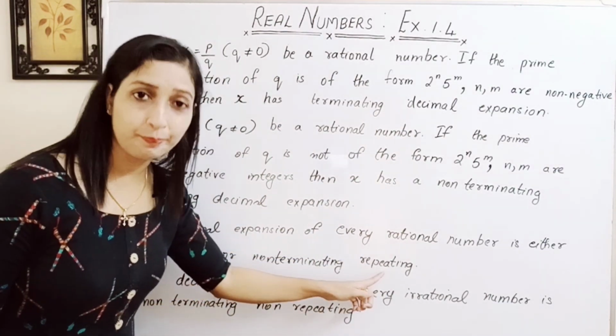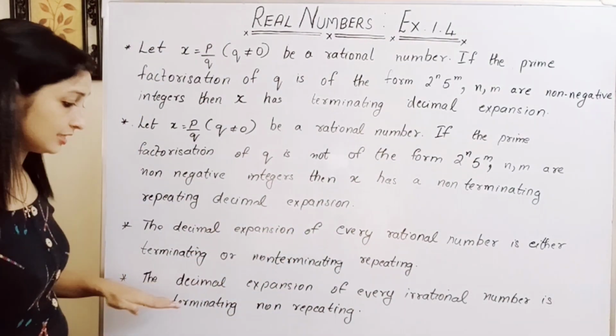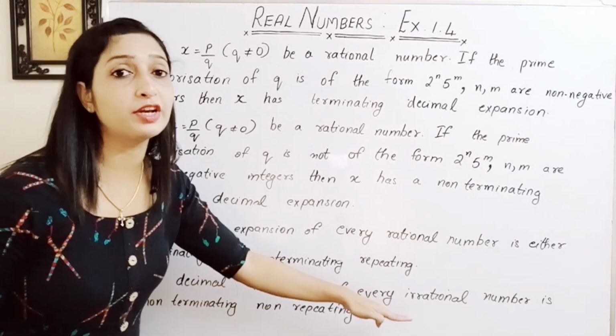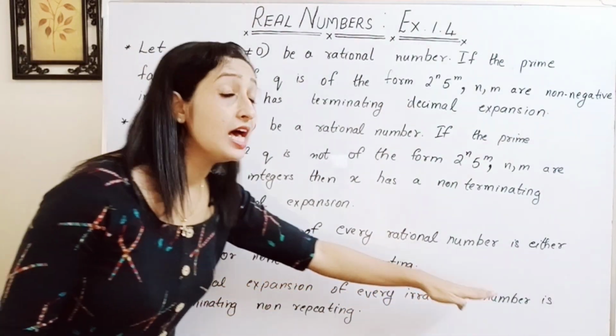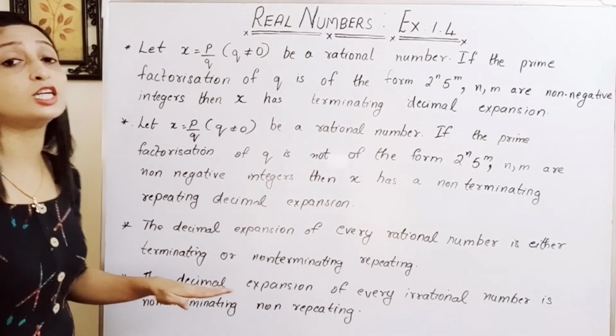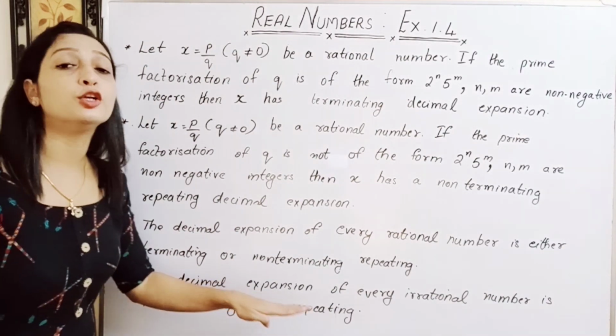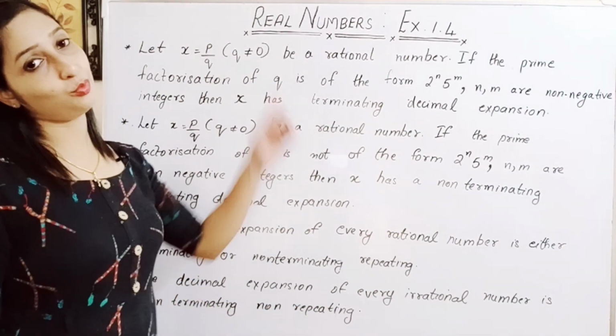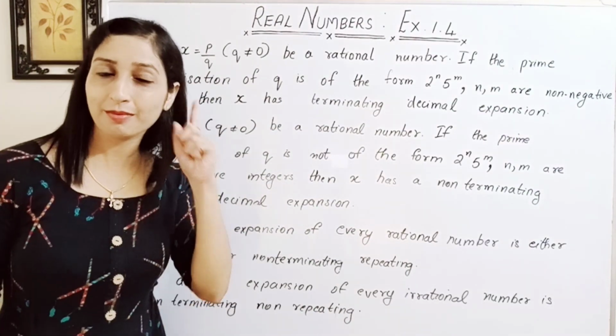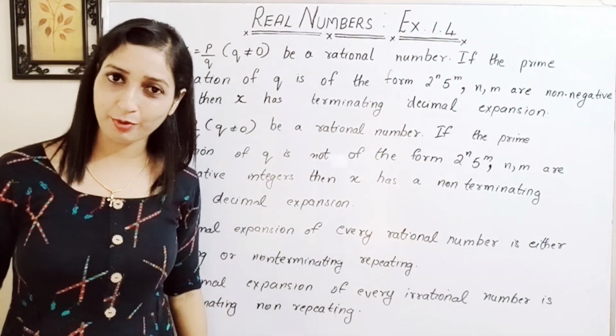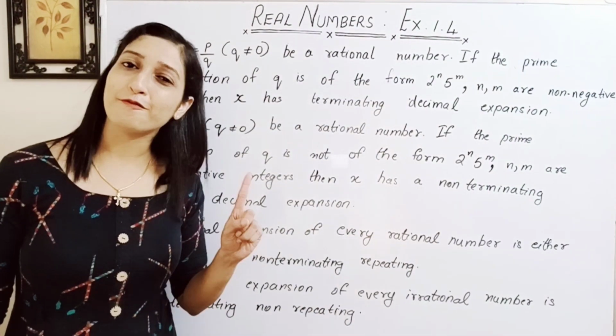Now the next important fact is, the decimal expansion of every rational number is either terminating or non-terminating repeating, and the decimal expansion of every irrational number is always non-terminating, non-repeating. So these are the points which you need to keep in mind while doing our exercise 1.4. So let's move on to our first question.